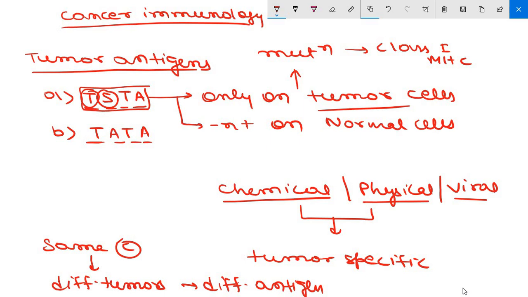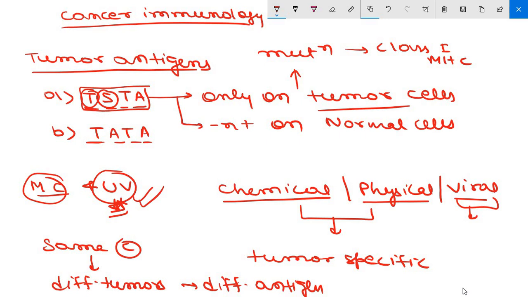One example: methylcholanthrene and UV light are examples of chemical and physical carcinogens that have been extensively studied. UV light is more important. So the carcinogen is the same, UV, but it forms different antigens in different tumors. Now coming to the viral.